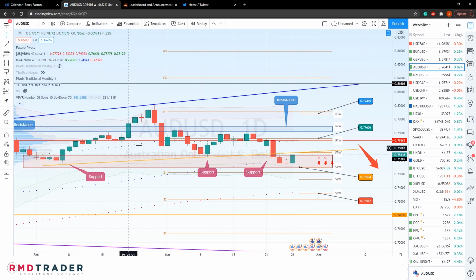That's where price will find resistance from the daily 50 SMA. A rejection from that level can then see price being pushed lower. A break below the swing level at 0.755, which is support, could then see price correct deeper towards that daily 200 SMA near the weekly S3 at 0.735.